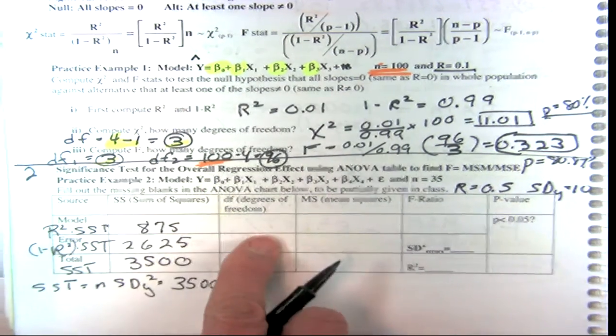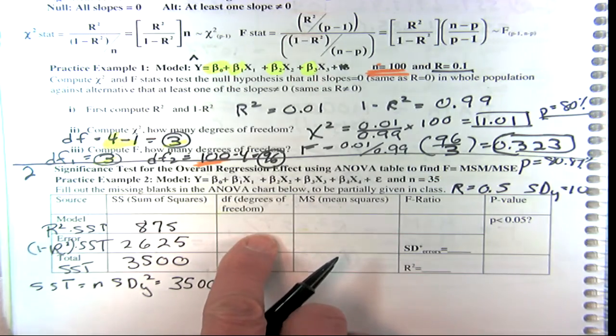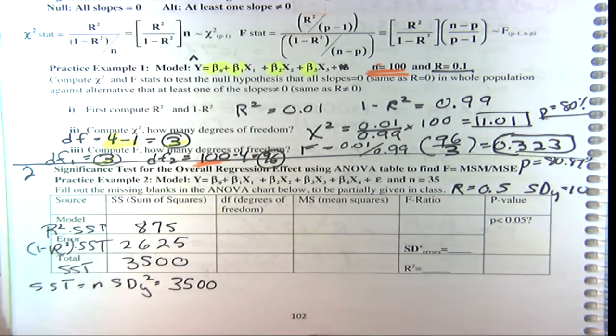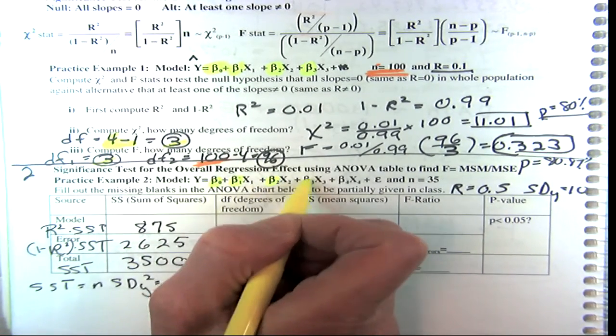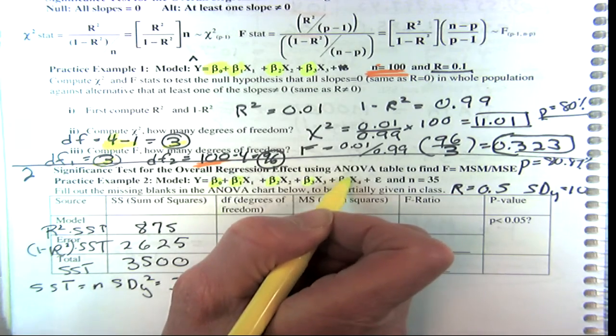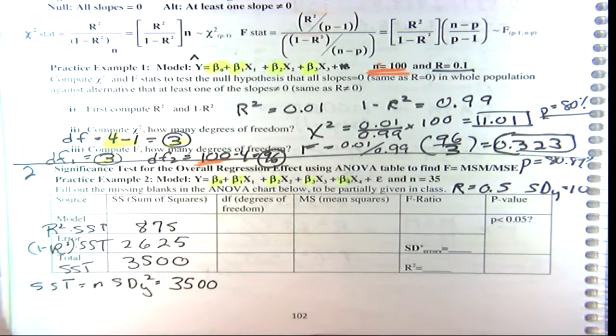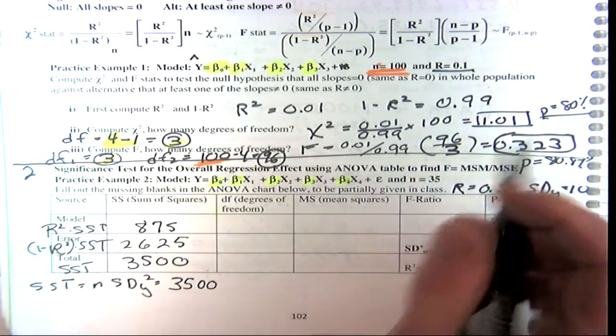All right, so now we want the degrees of freedom. As we said before, what are the degrees of freedom going to be? Well, we have 5 parameters right here. The parameters is equal to 5.